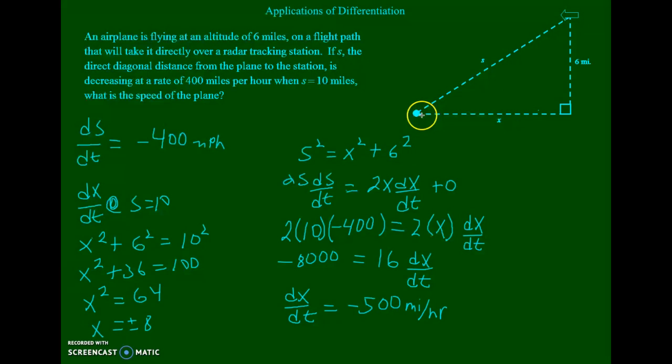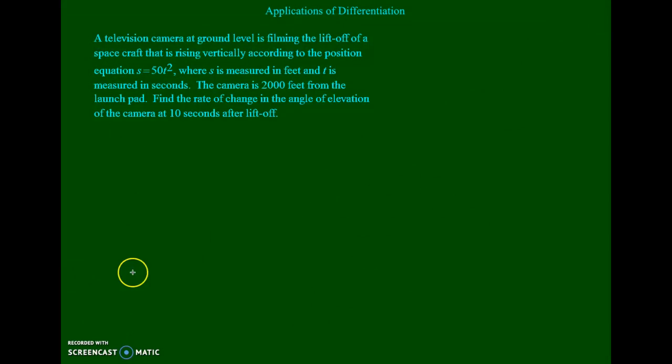And now let's go on to another example. In this example, we have a television camera at ground level filming the liftoff of a spacecraft that is rising vertically according to the position equation s equals 50t squared, where s is measured in feet and t is measured in seconds.